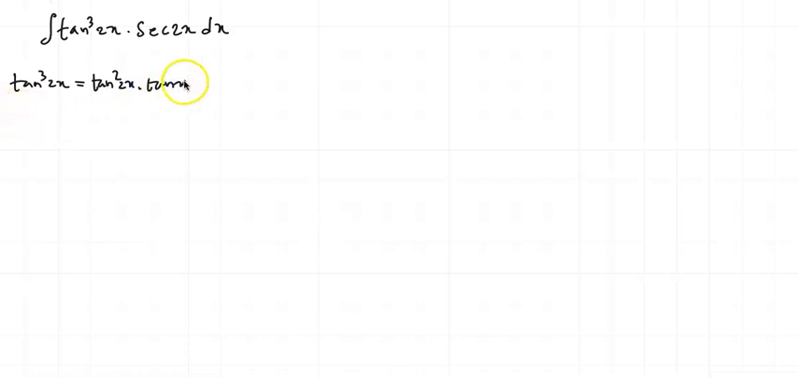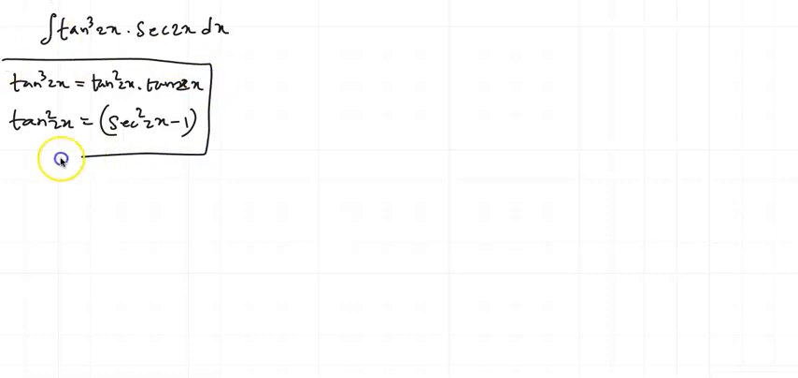So the question is to find the integration of tan³ 2x into secant 2x dx. So we know that tan³ 2x can be written as tan square 2x into tan 2x. So tan square 2x can be written as secant square 2x minus 1.